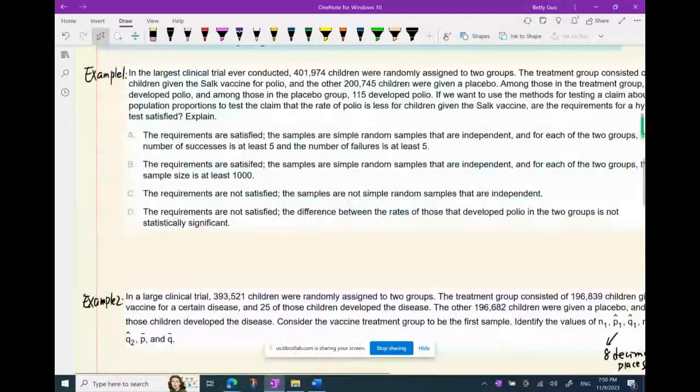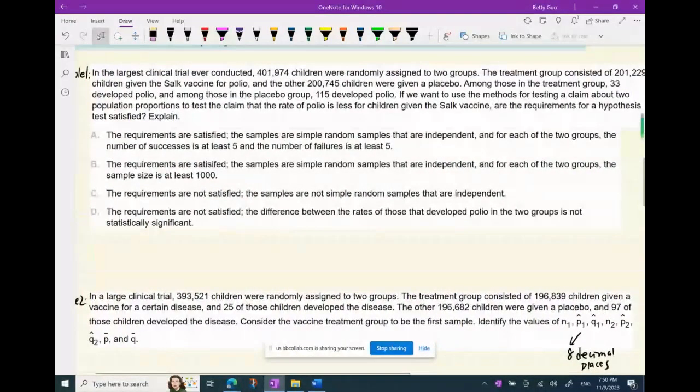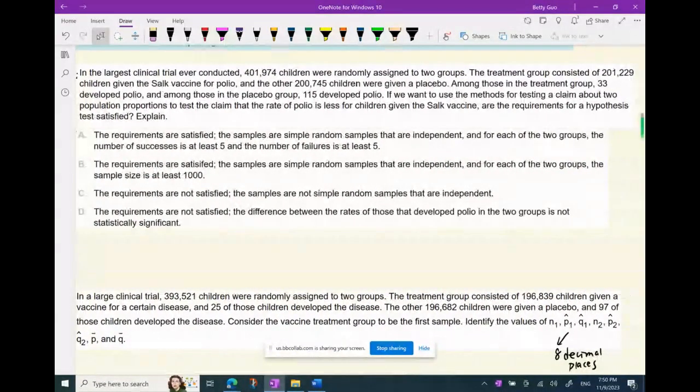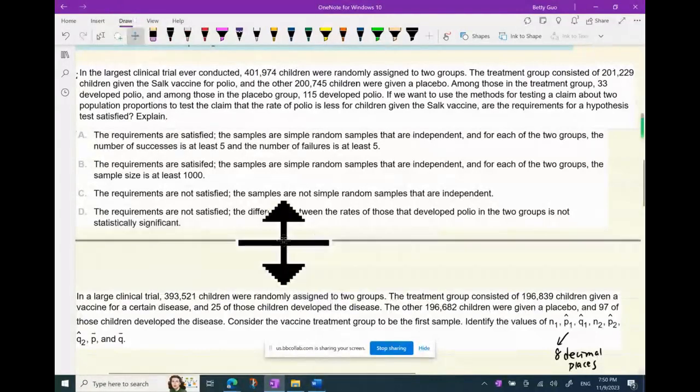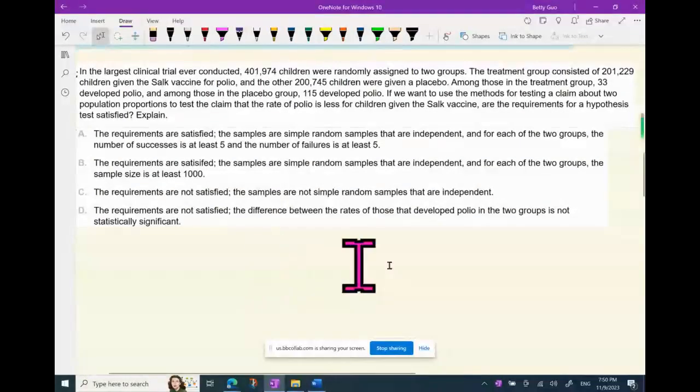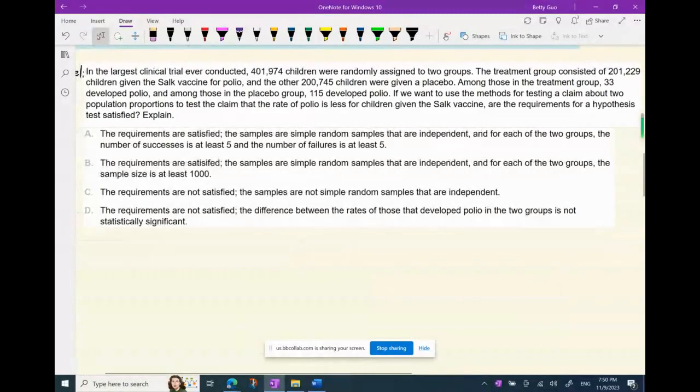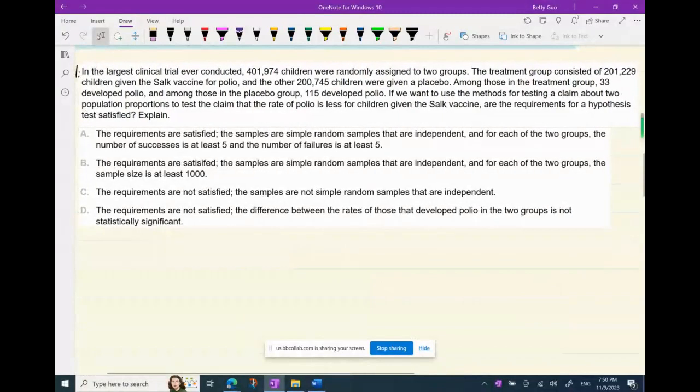Let's apply it. Let's look at examples, and you will see how we do those questions. Those questions are normally very long. The reason they are very long is because they involve 2 samples, so the information is basically doubled. Let's see this question, number 1.